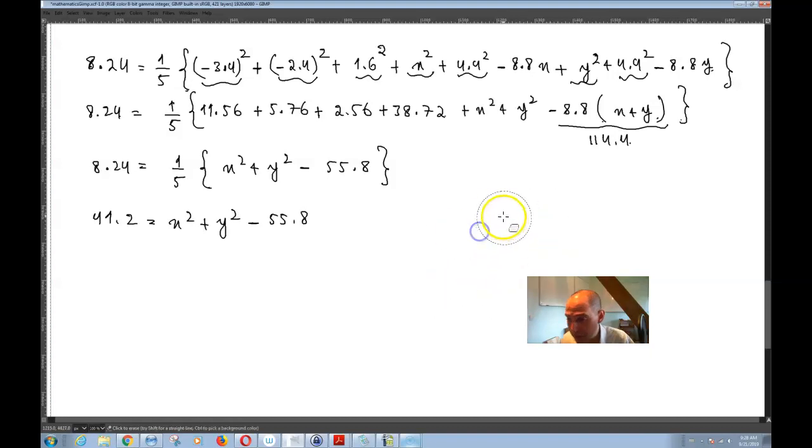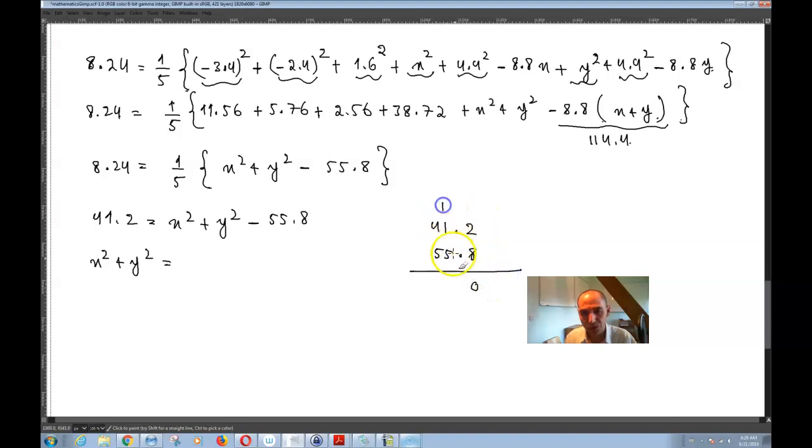If you don't pay attention, you will make mistakes, as I did, and then you have to come back as I did. Well, now that means that x squared plus y squared is equal to 41.2 plus 55.8, which is the same thing as 0, 1. That's 7, and that's a 97.